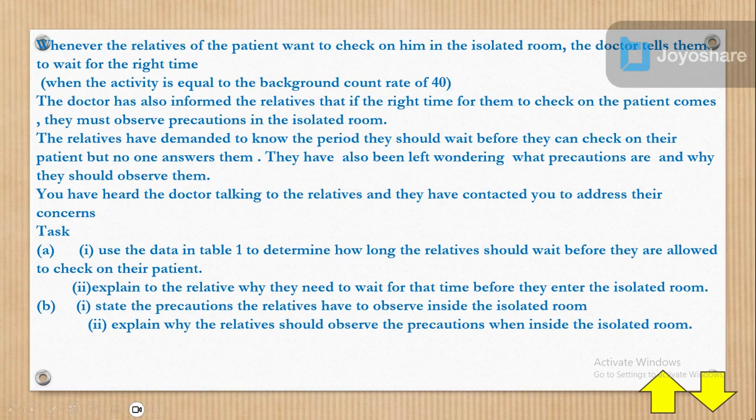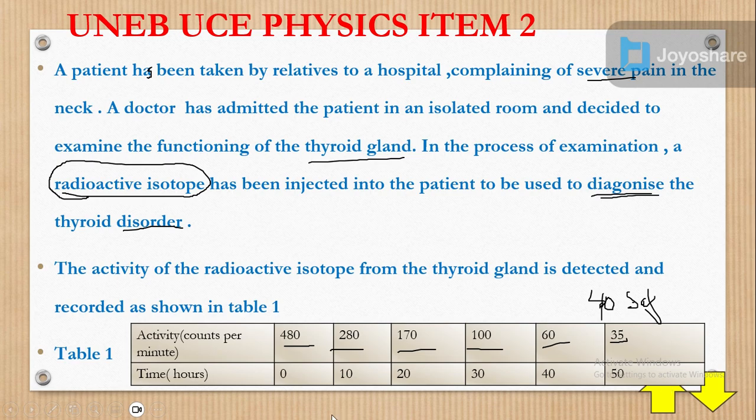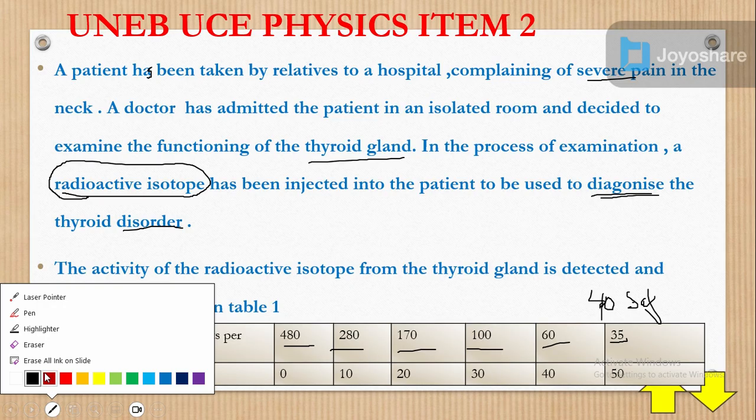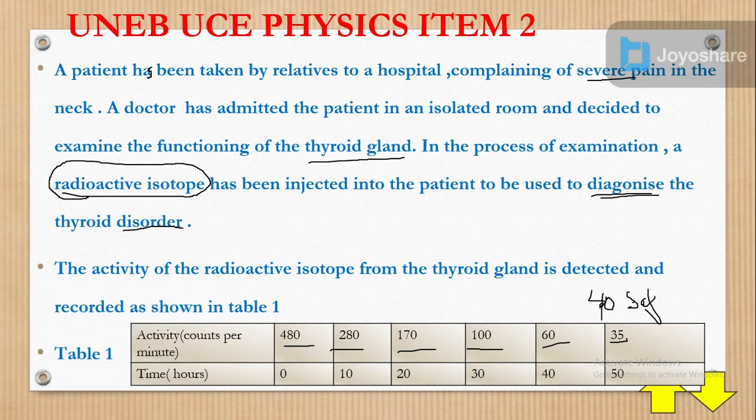You can all see that from here. I think that for 480 counts, 0 hours; 280, 10 hours; 170, 20 hours; 100, 30 hours; 60, 40 hours. Now when should they check? In fact, our advice is these people should check when the background count rate is what? Is 40.